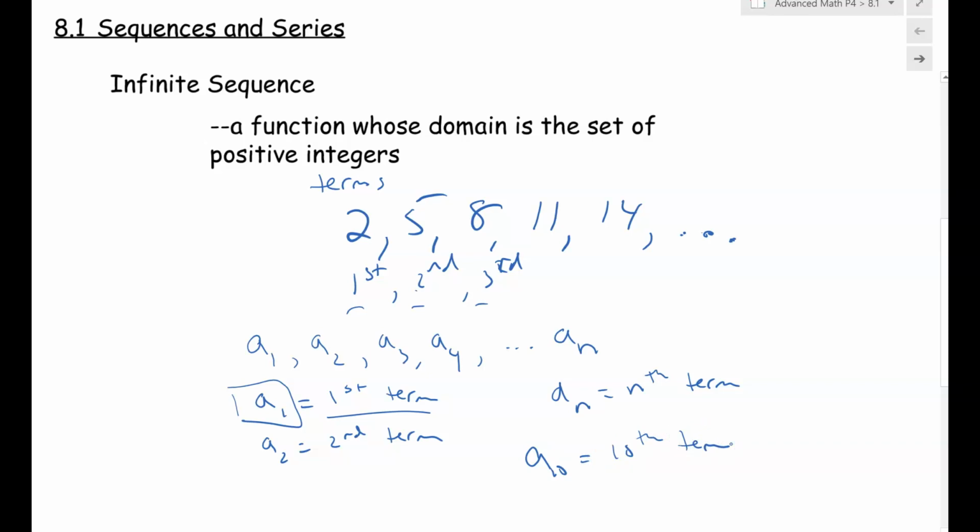All right, so for example, up here, my 5th term is 14. I would say a sub 5 is 14. Sorry, 14, not 15. All right.